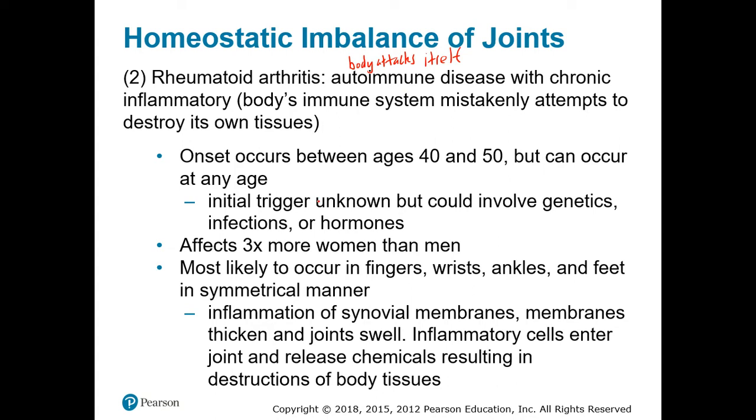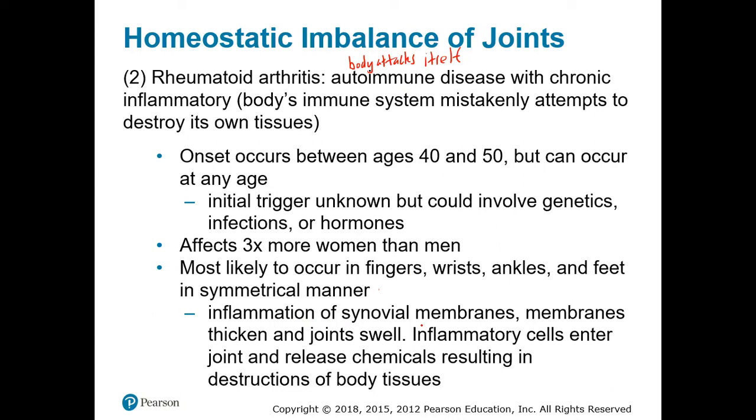So if you get a bacteria or virus, or even a fluctuation in hormones, that might be a trigger. It affects 3 times more women than men. So my aunt also had it. And the most likely place it's going to occur is your fingers, wrist, ankles, and feet, and this happens in a symmetrical manner. What I mean by symmetrical is usually if it's on the left side, it'll also be on the right side in the same place. In my dad, the wrists are what really get inflamed.